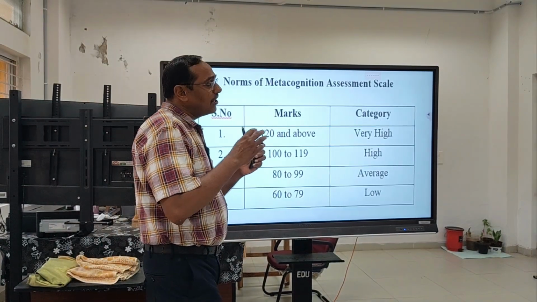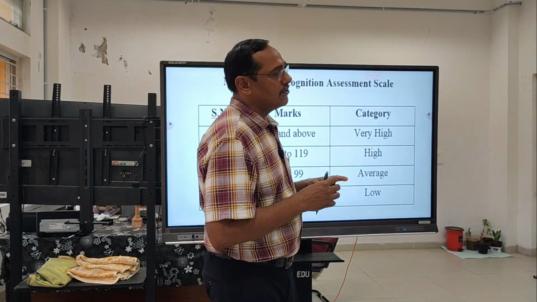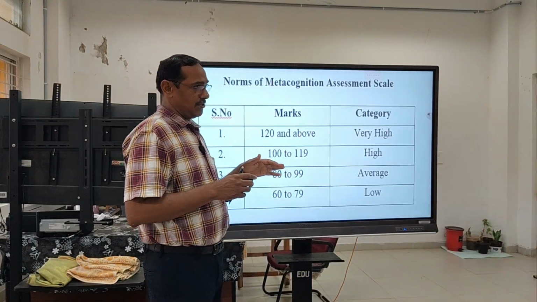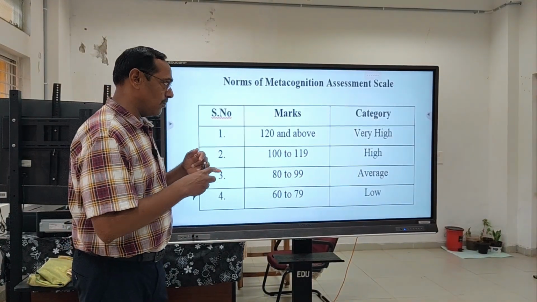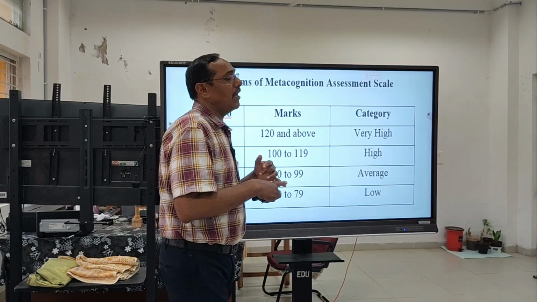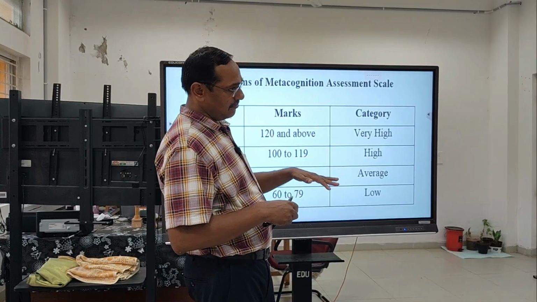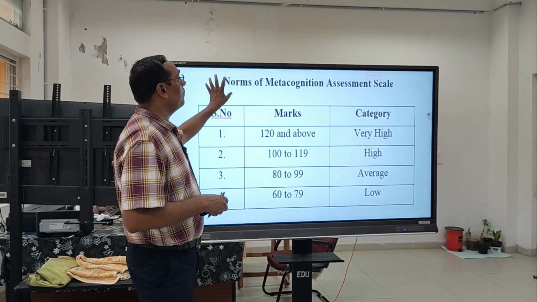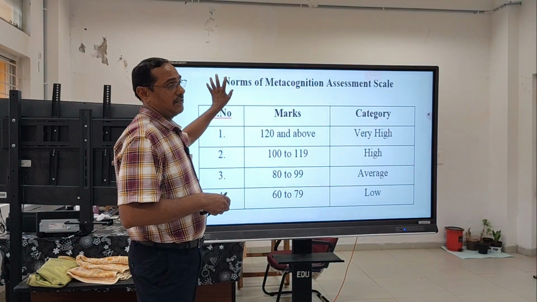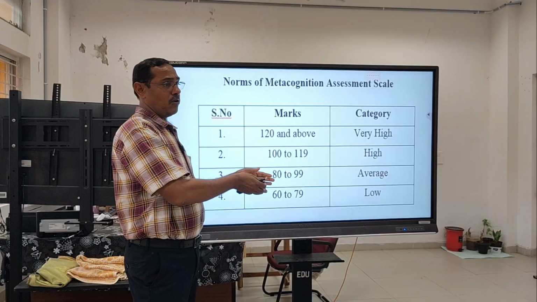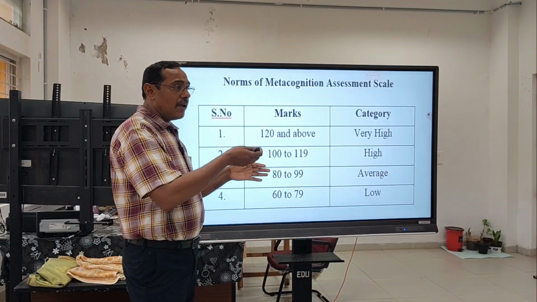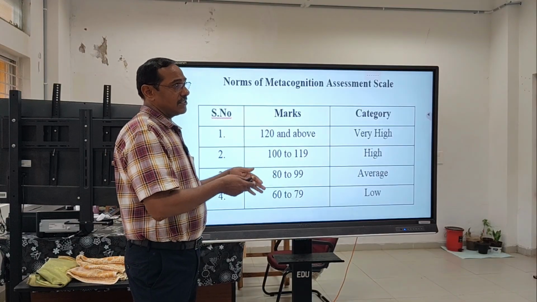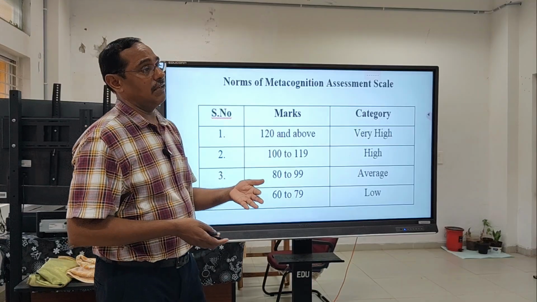So now we go for the norms of the scale. So far we are at the end of the construction of a tool. We said how to construct a tool by taking items, then item analysis, then reliability, then validity. After the validity, we have to fix the norms of the scale. We have to tell if they are getting this many marks, they are in the low level. If they are getting this many marks, they are in the high level.